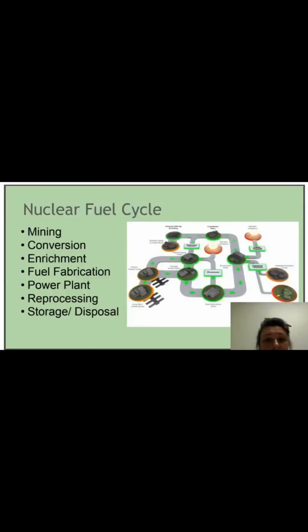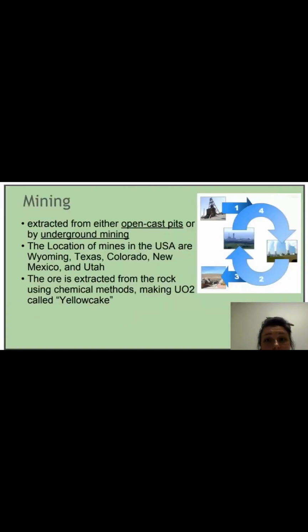The fuel cycle goes from mining to conversion. So I have to find uranium-235 out of what I have mined. Enrichment, fuel fabrication, power plants, reprocessing, and storage and disposal. So mining is step 1.